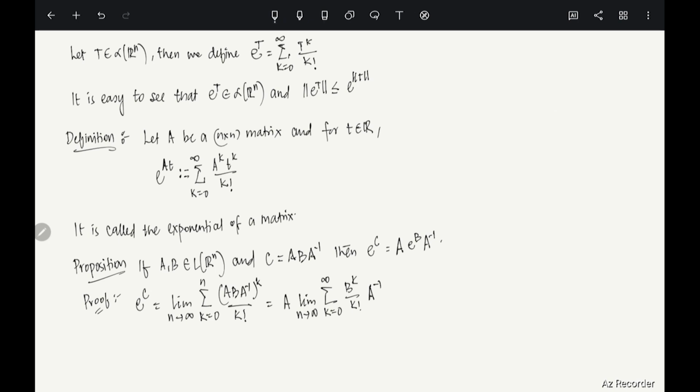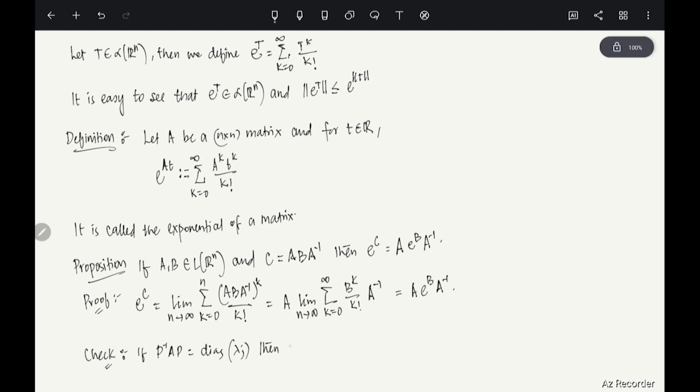Okay, so if you have this, then it is nothing but A e to the power B A inverse. Clear? So that's the different thing. And also please check this part yourself: if P inverse AP is the diagonal matrix given by lambda j, so basically the diagonals are lambda 1, lambda 2, and everything else is 0. Okay, this is the matrix.